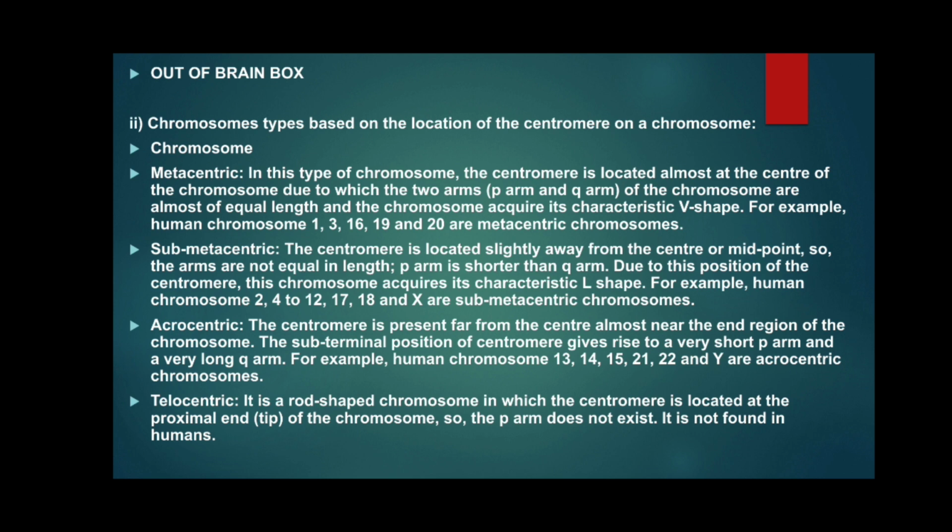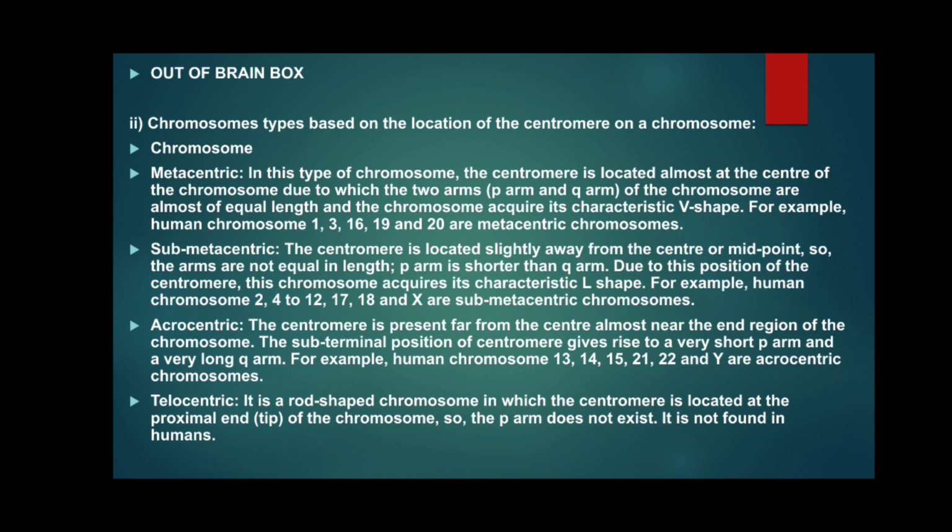Acrocentric chromosomes are those in which the centromere is found far from the center. The centromere is located near the end region and takes a subterminal position, and due to that the P arm is shorter and the Q arm is longer. These chromosomes are numbers 13, 14, 15, 21, 22 and Y. These are the acrocentric chromosomes.